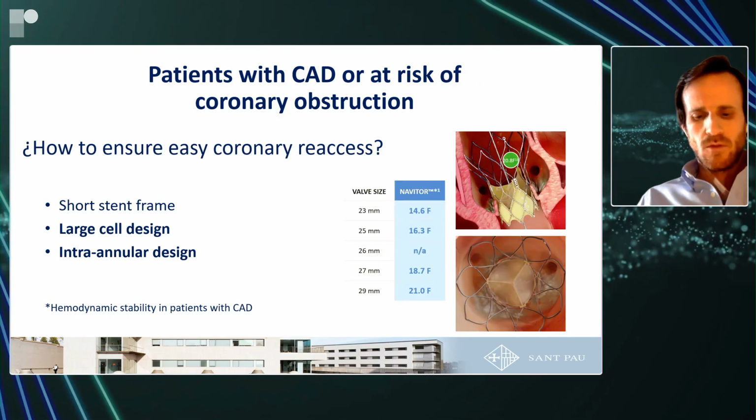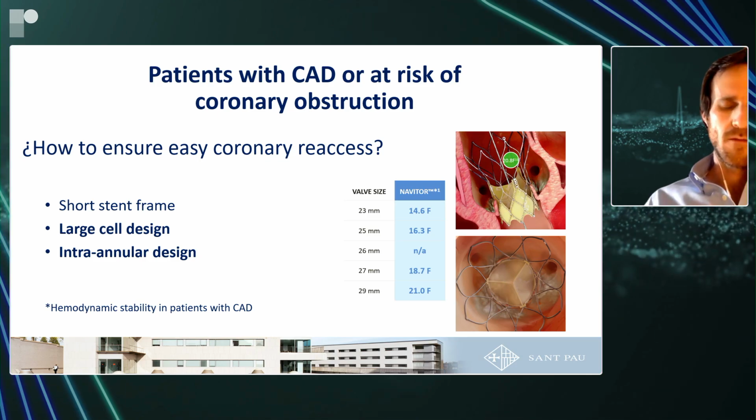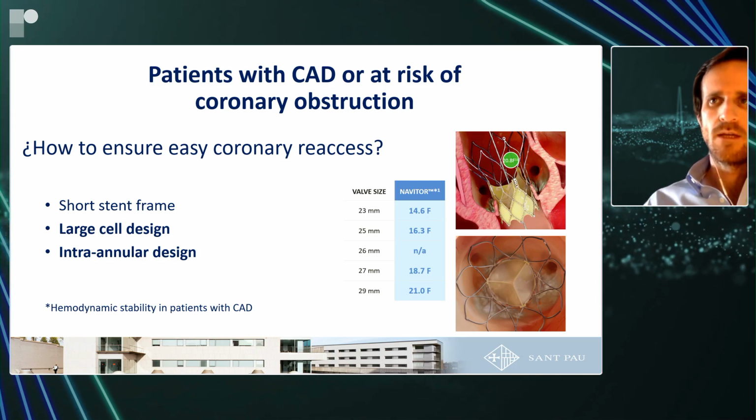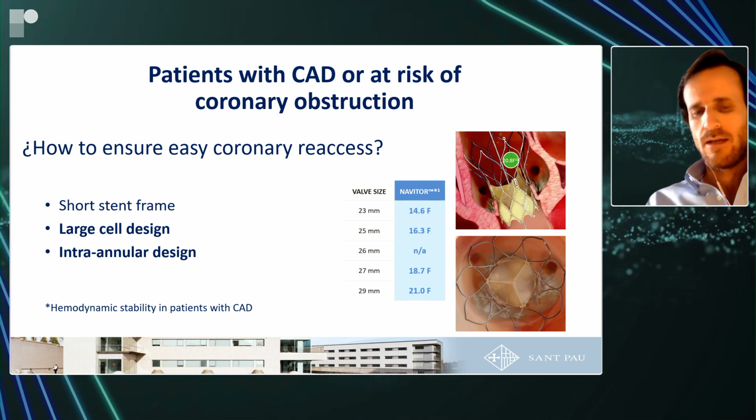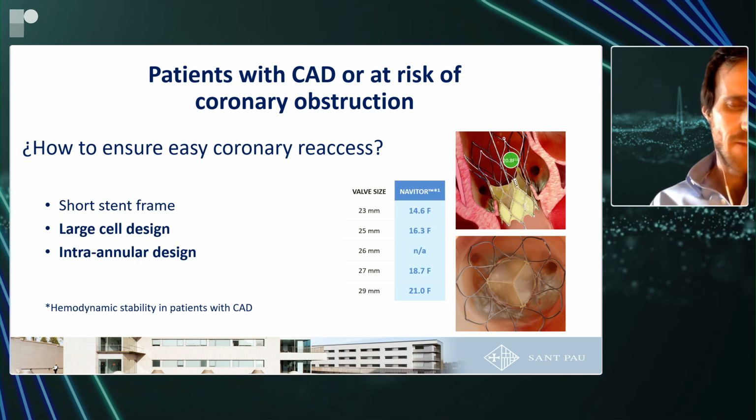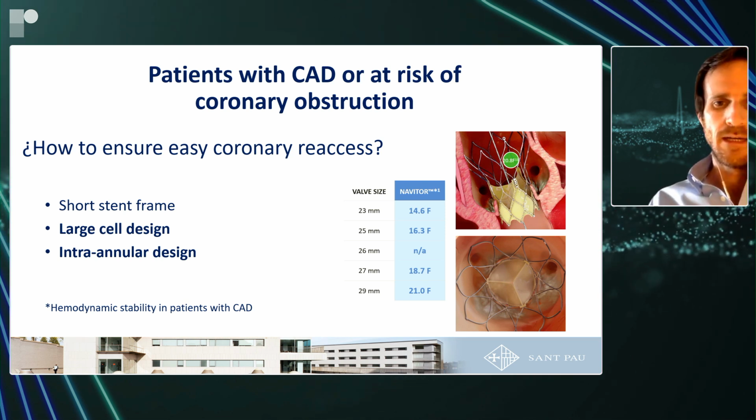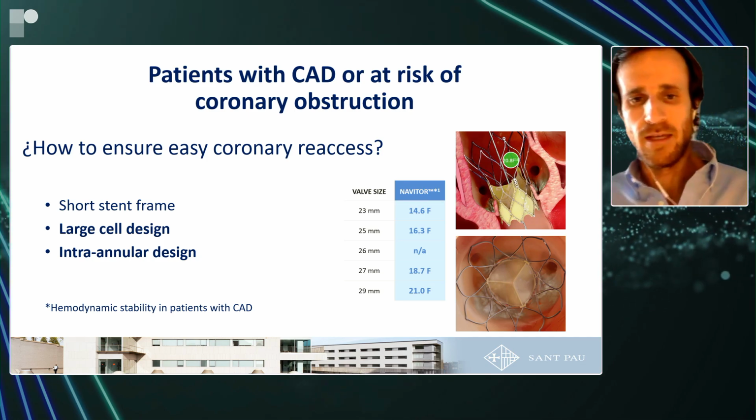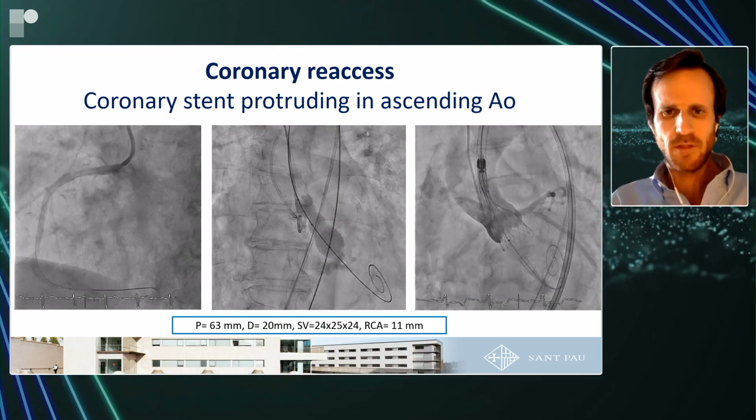So the second scenario I want to talk about is patients with coronary artery disease or at risk of coronary obstruction. So what features will we ask of a valve for those patients? So mostly, for instance, a short stent frame valve, that is a balloon expandable valve, or in case of taller valves, valves with large cell design and intra-annular design. So I will show a couple of examples.